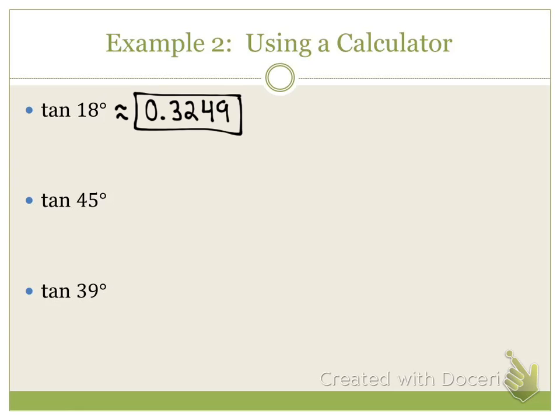Go ahead and find your tangent values of the next two. All right, what's the tangent of 45 degrees? 1. Okay, so that was a whole number. What about the tangent of 39 degrees? 0.8098. We got to round up.